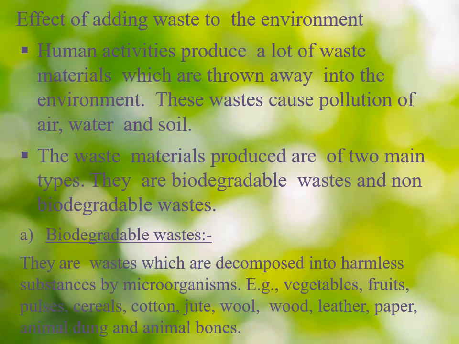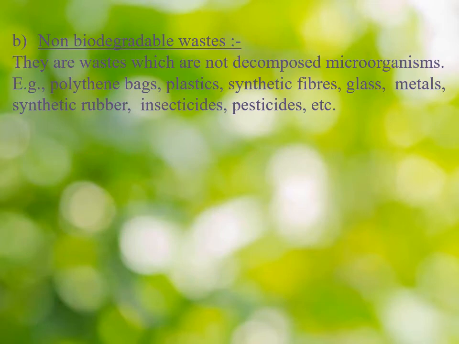So first we will see biodegradable waste. They are the waste which are decomposed into harmless substances by microorganisms. Examples: vegetable peels, fruits, pulses or full vegetables, cereals, cotton, jute, wool, wood, leather, paper, animal dung, as well as animal bones. And next, it is the non-biodegradable waste. They are the waste which are not decomposed by the microorganisms. Examples: polythene bags, plastics, synthetic fibers, glass, metals, synthetic rubber, insecticides, as well as pesticides.